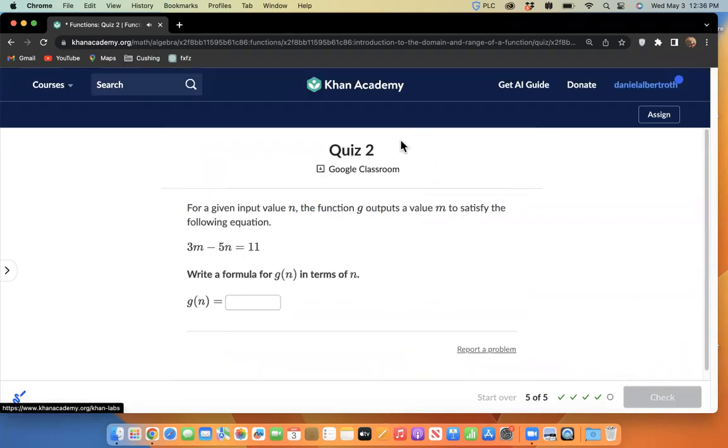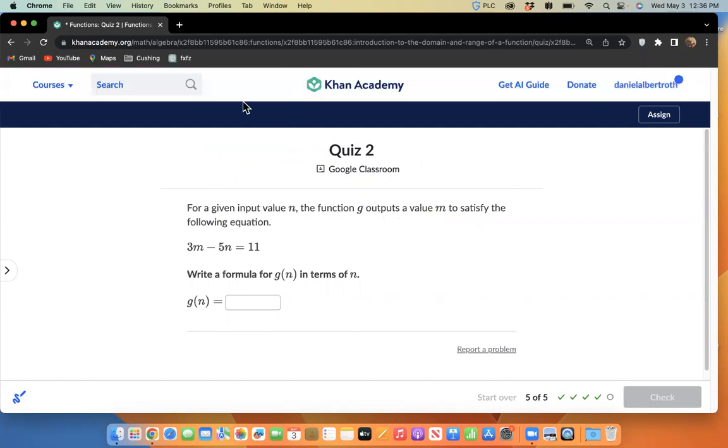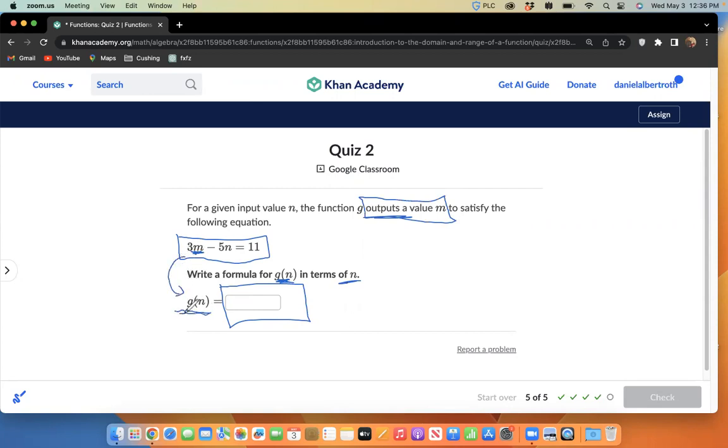All right, last one. This one says, for a given input value n, the function g outputs a value m to satisfy the following equation. It gives us an equation, and what it says is write a formula for g of n in terms of n. So we want to write a function where all the stuff over here has the letter n in it. So what I'm going to do is solve for m. I'm going to get m by itself. That's my output. Outputs a value m. The output is the same as g of n. This is the output of a function. The input is the n itself. The input is whatever you put in for n.